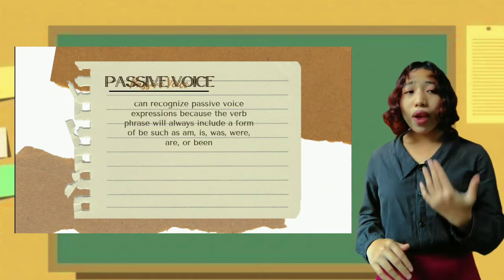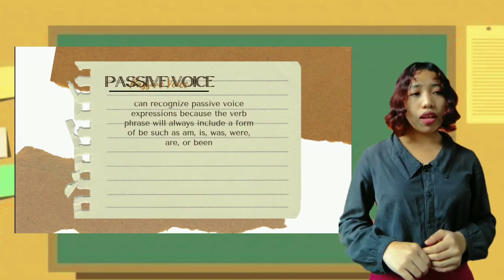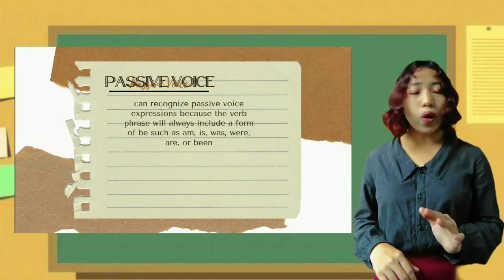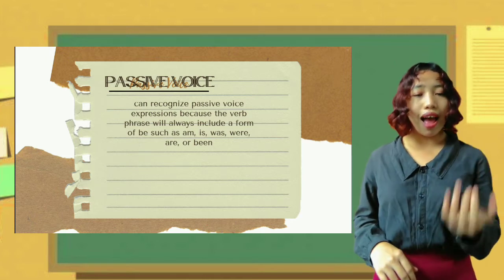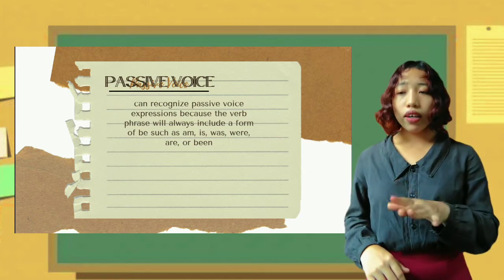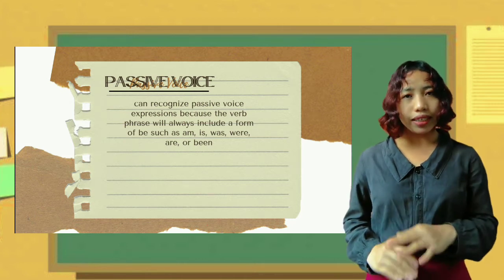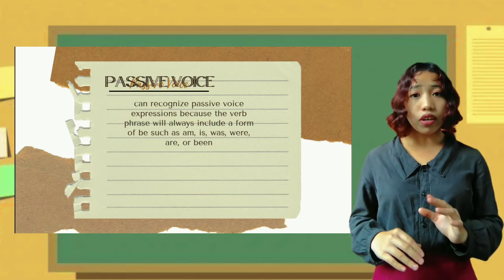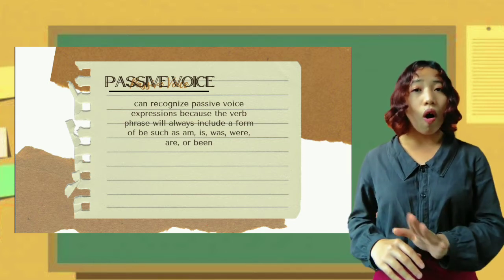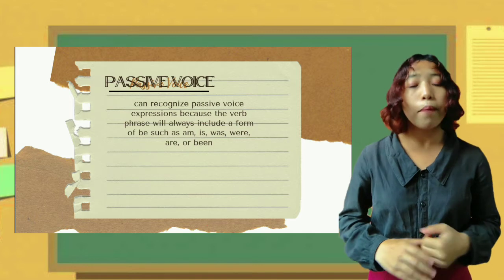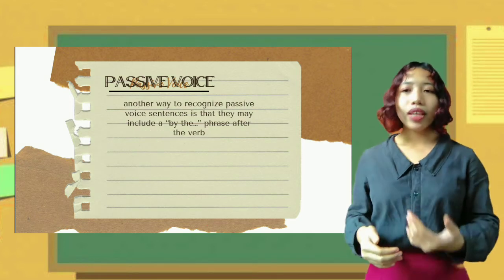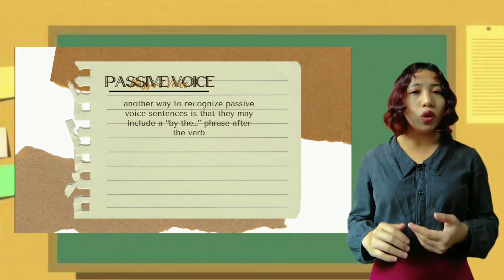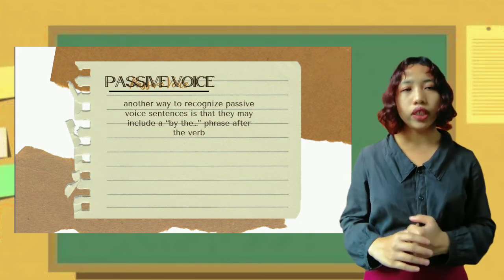Alright, we can recognize passive voice expressions because the verb phrase will always include a form of a be verb such as am, is, are, was, were, or been. However, the presence of a be verb does not necessarily mean that the sentence is in passive voice. Another way to recognize passive voice expressions is that they may include a by-phrase after the verb.